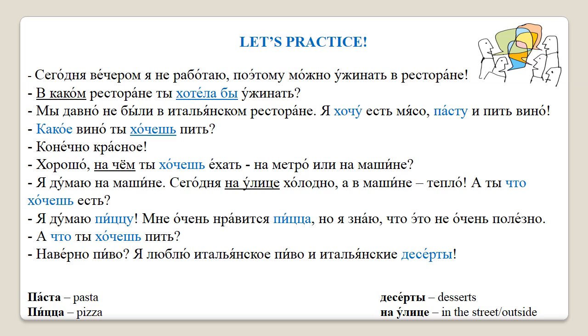Сегодня вечером я не работаю, поэтому можно ужинать в ресторане. В каком ресторане ты хотела бы ужинать? Мы давно не были в итальянском ресторане. Я хочу есть мясо, пасту и пить вино. Какое вино ты хочешь пить? Конечно, красное. Хорошо. На чем ты хочешь ехать? На метро или на машине? Я думаю, на машине. Сегодня на улице холодно, а в машине тепло.